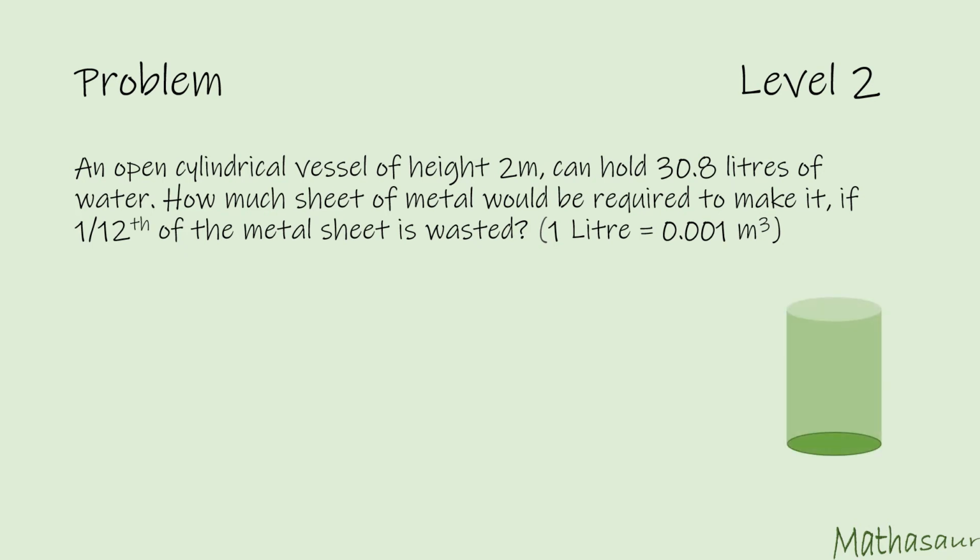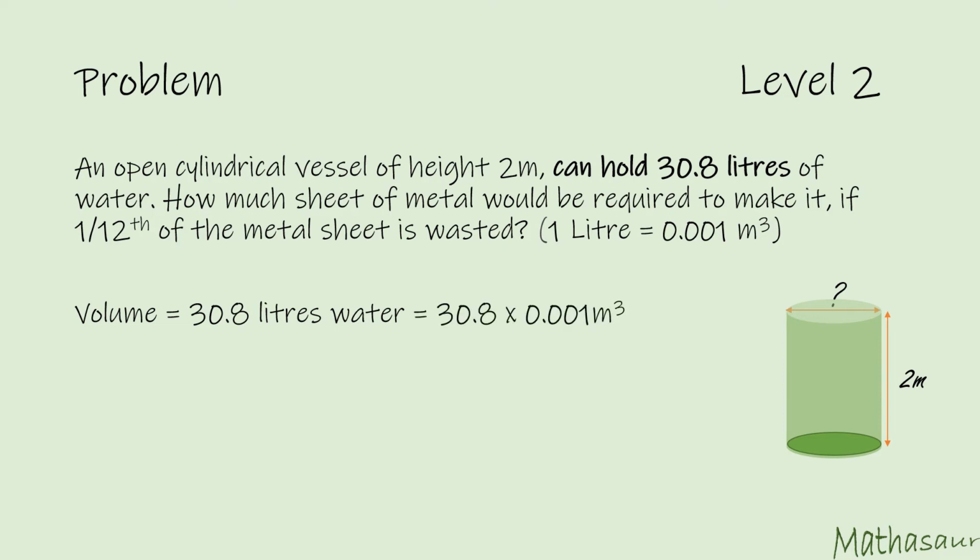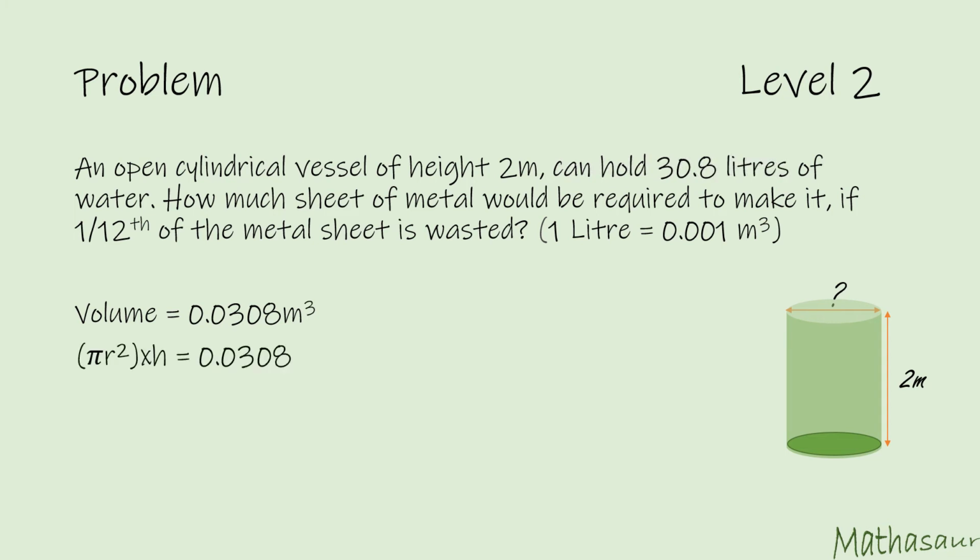Let us draw the object. It's a cylindrical vessel, which means it has a base, but it does not have a top. It has a height of 2 meters. We are not given the diameter. However, we are given the volume as 30.8 liters. Let us convert this into cubic meters. Since we know that the volume of a cylinder is pi r square times h, let us equate this to the volume that we found out.